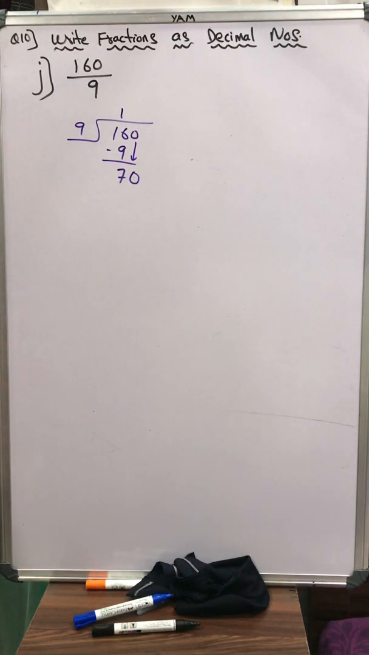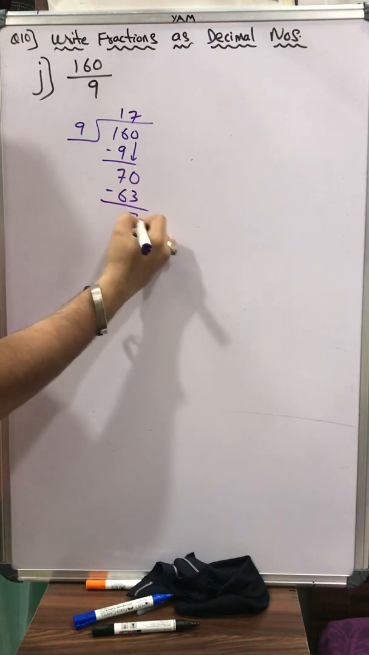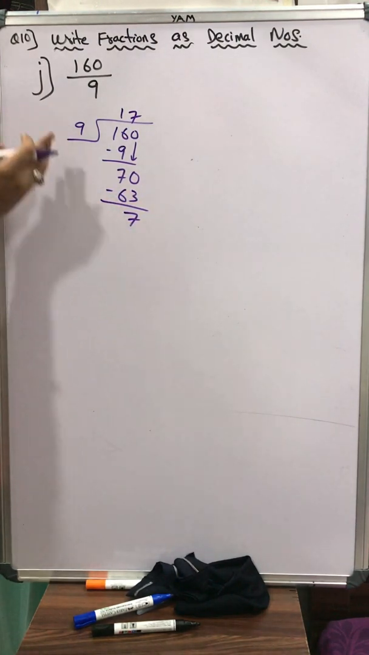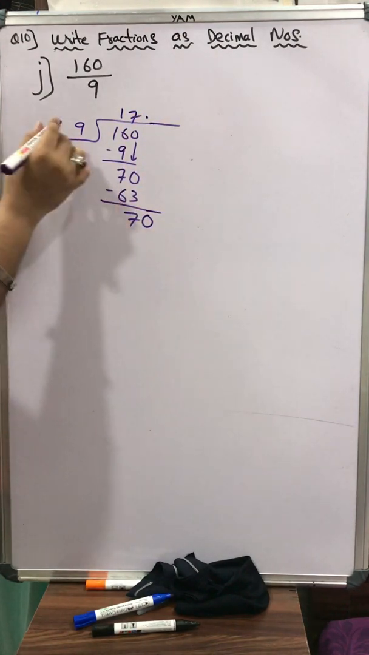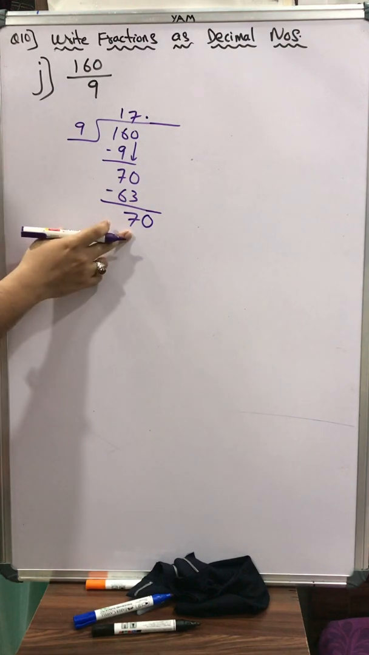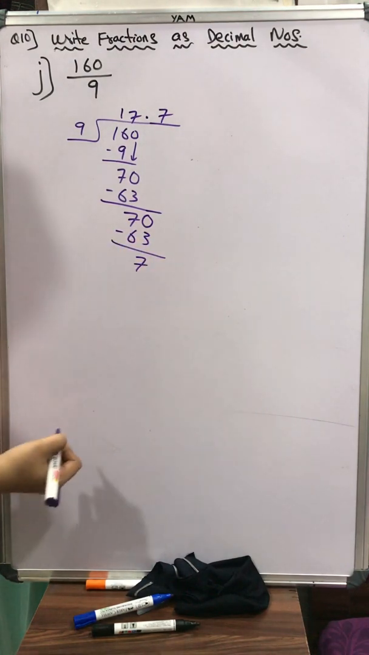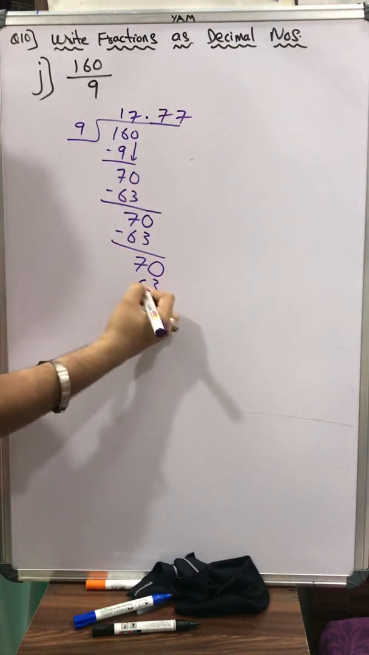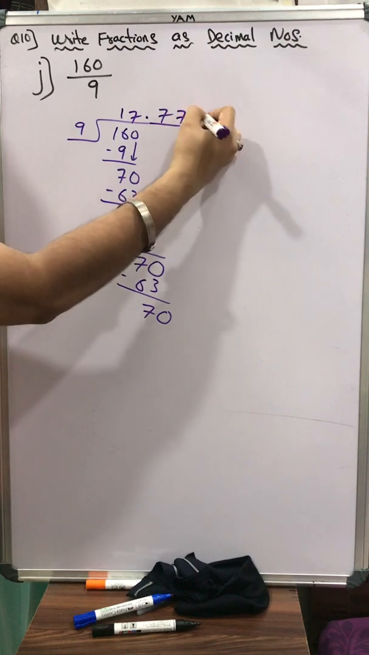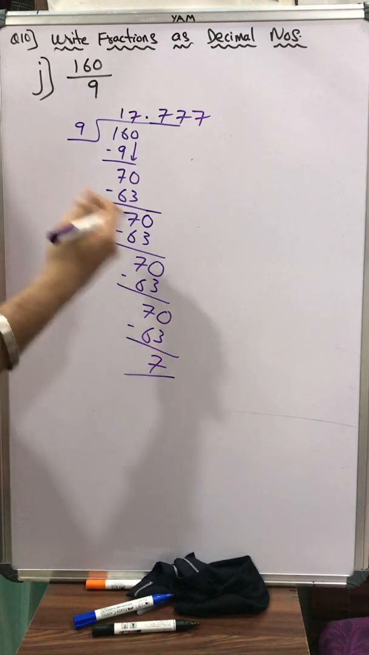Now 9 sixes are 54, 9 sevens are 63. So 9 sevens are 63, minus, I'll get 7. Now this 7 is small and 9 is big, so division cannot happen. So I'll put a decimal point over here and append a 0. Now here it's 9 and here it's 70. Once again, 9 sevens are 63, minus, I get 7. Once again I append a 0. 9 sevens are 63, minus 7. Once again a 0, 9 sevens are 63, minus, and a 7. It will go on and on and on.